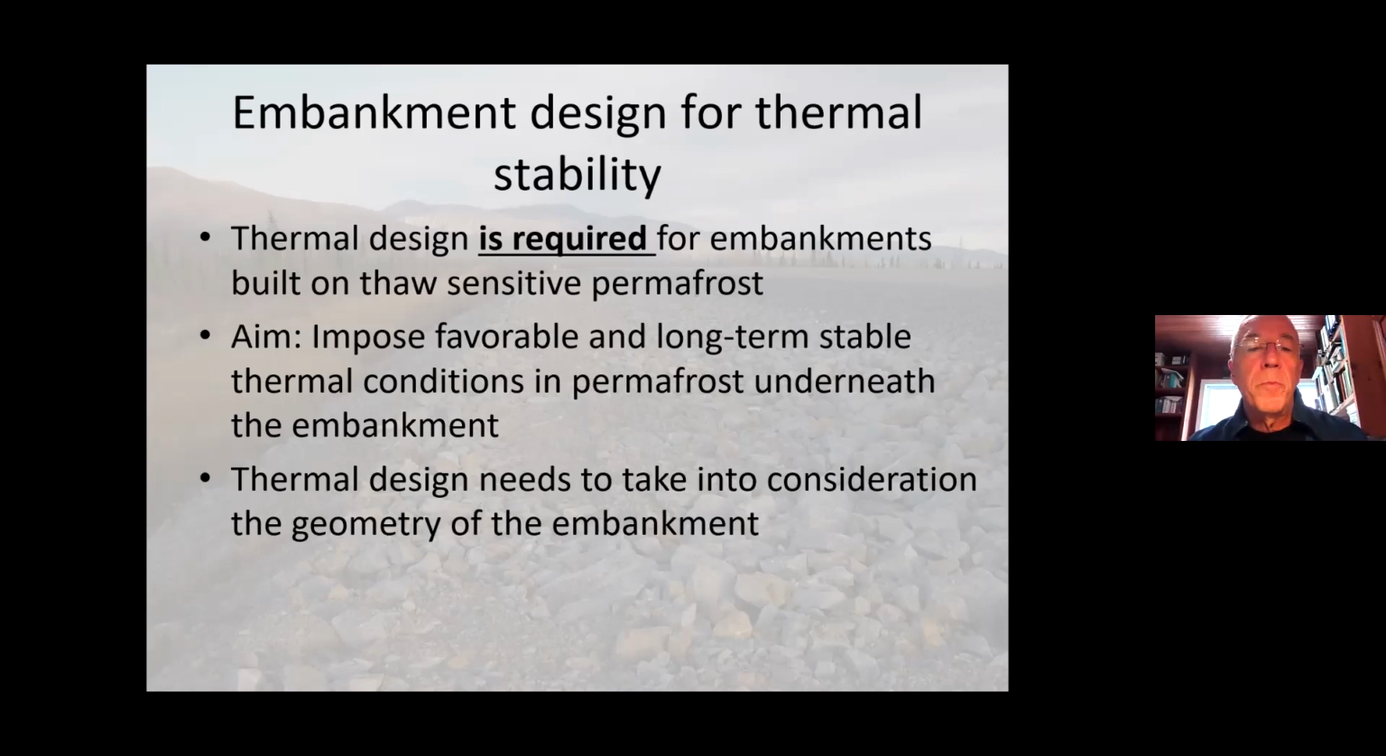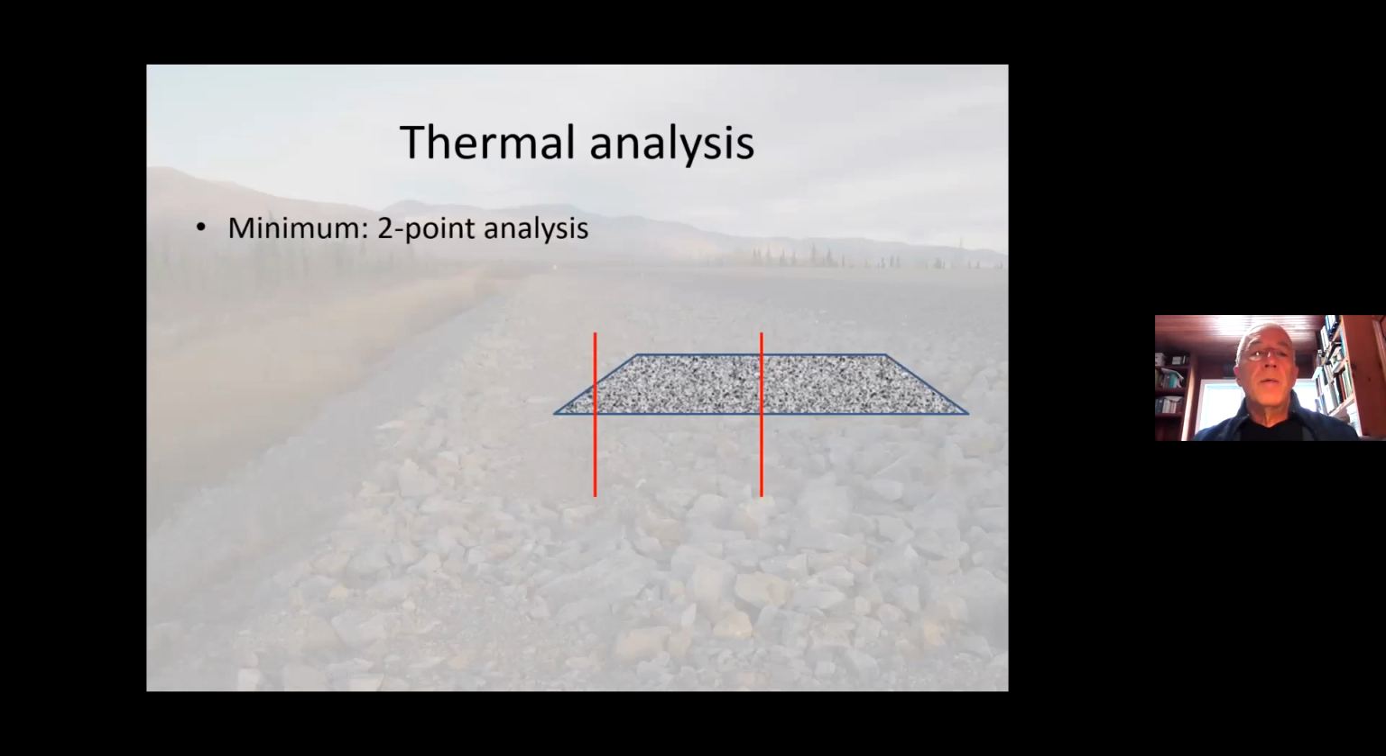That didn't quite happen. It's very important to take into consideration side effects of embankment, so you need to consider the geometry of the embankment. So minimum, if you want to do 1D analysis, you need to do it at 2 points, center and shoulder. That's because most of the problem will be initiated near the shoulder, so you need to understand what's going on there, but you need, of course, to know what's going on underneath the center where the load is going to be supported.